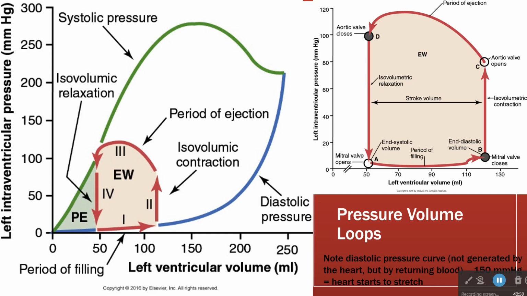Okay, so pressure volume loops and how they're important. This is the one you should put a little asterisk by. This is the important one on this slide, okay, even though it's not the bigger one.